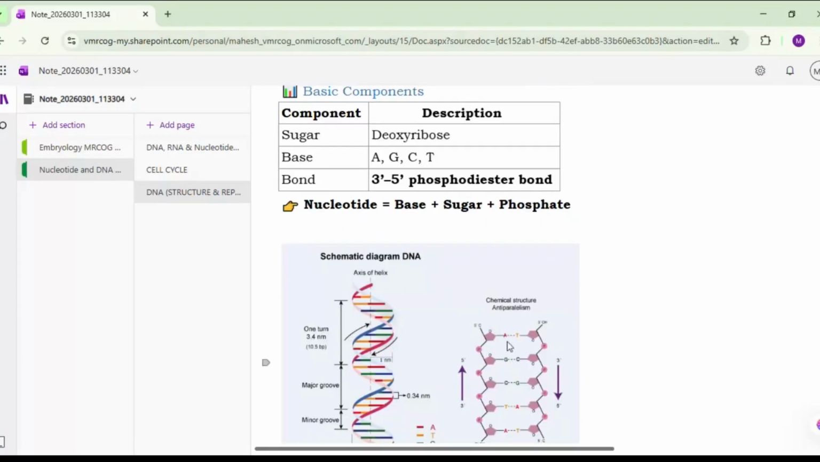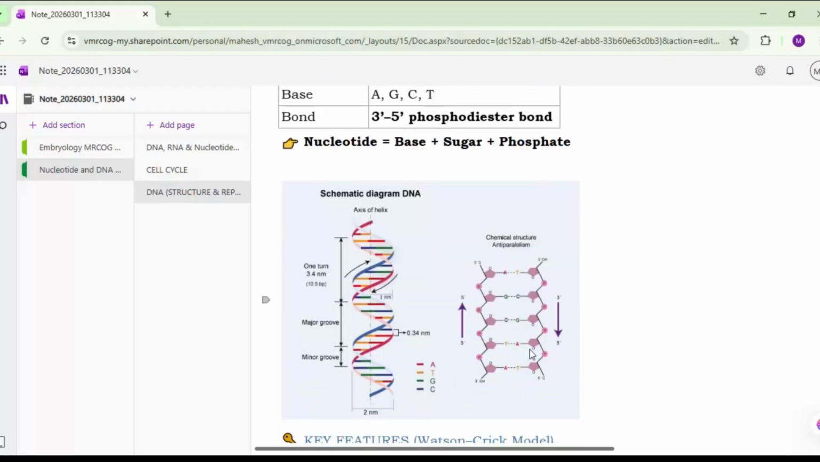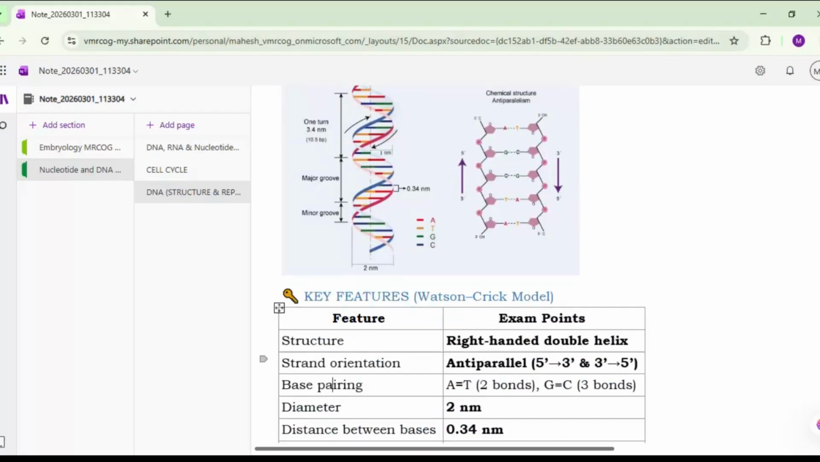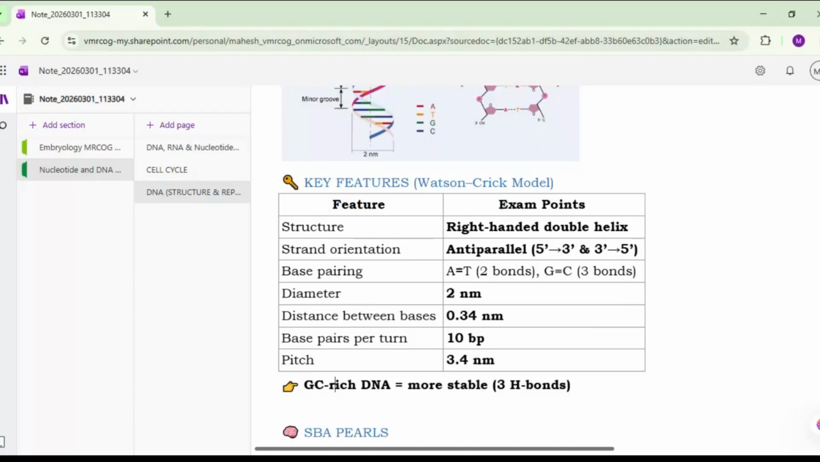Okay, the base adenine will combine with thymine and guanine will combine with the cytosine. Okay, so strand orientation is anti-parallel. One is in the 5'3' direction and the other is in the 3'5' direction. Base pairing is A will combine with T and there is a double bond between the two, and G will combine with C. Guanine will combine with the cytosine and there is a triple bond. Okay, and this is a very high yield bond or very stable bond.